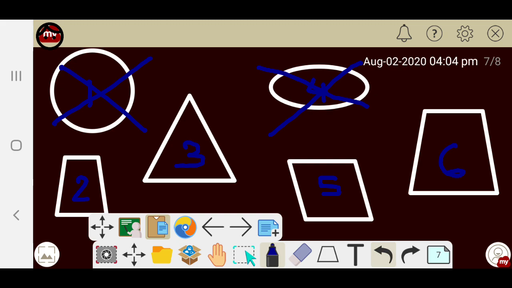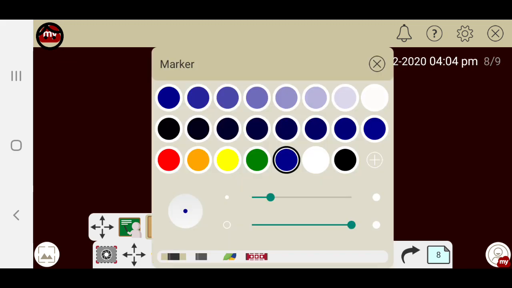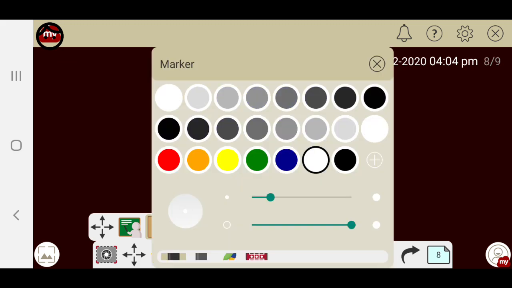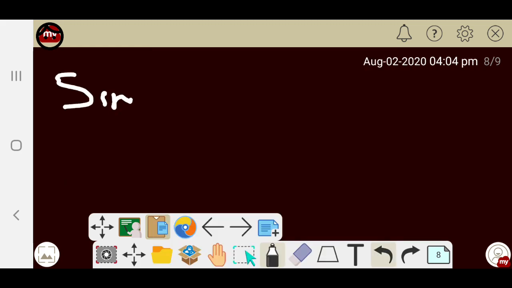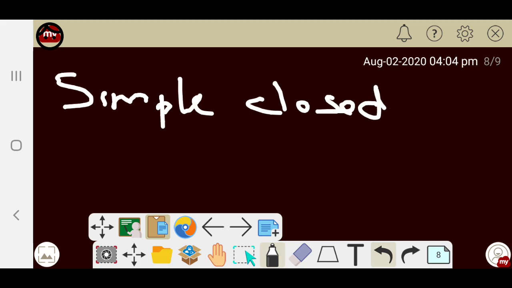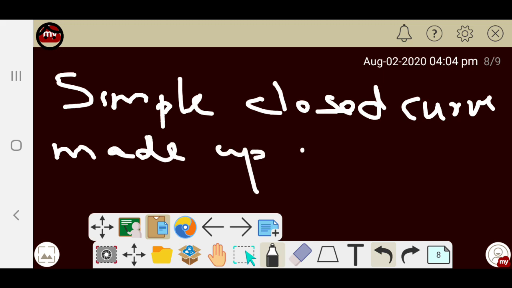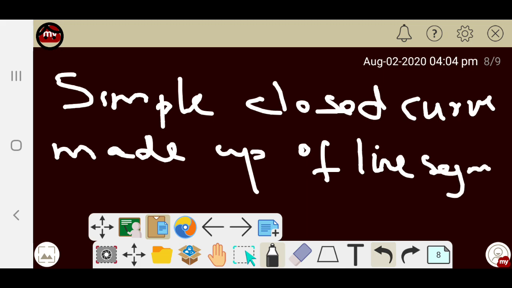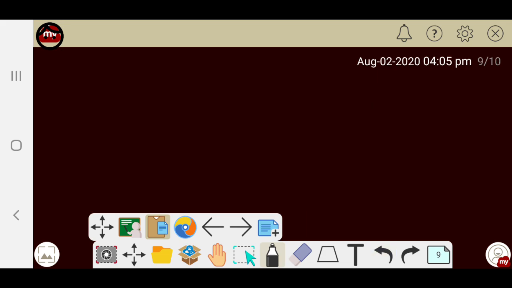So, what can we tell? What is a polygon? A polygon is a simple closed curve made up of line segments. Simple closed curve made up of line segments. Okay. Next, classification of polygons.